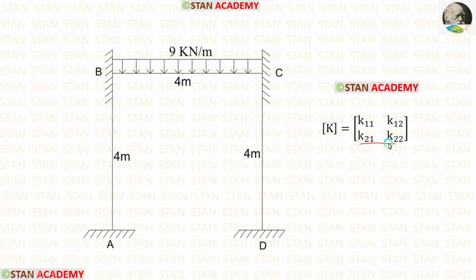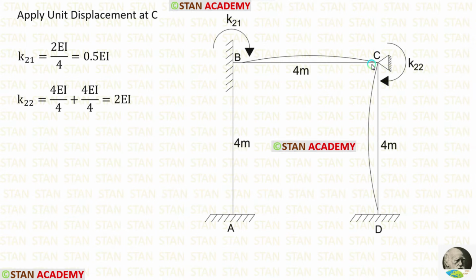For that, we have to apply unit displacement in the second coordinate. Our second coordinate is in the point C. So we have to apply unit displacement in the point C. In the point C, there was a fixed support, but when we apply unit displacement, we can assume that it becomes a hinged support. Let us see how to draw these curves.